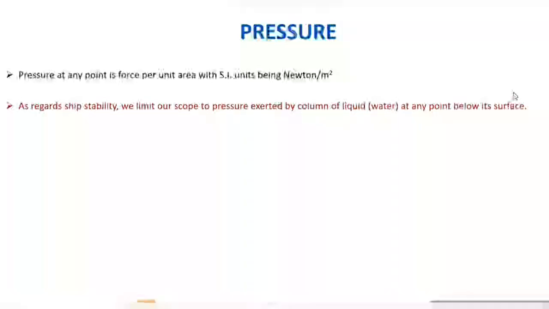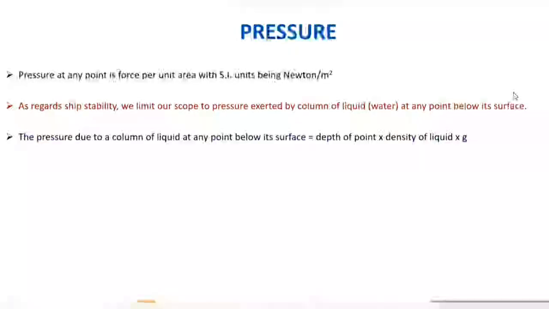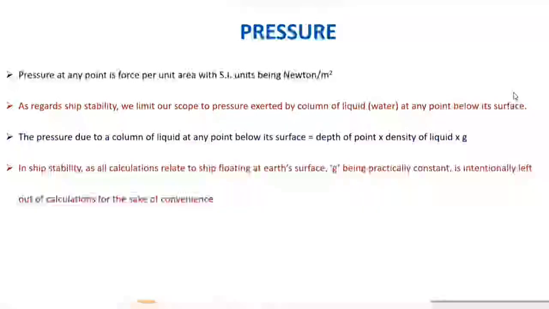As regards ship stability, we limit our scope to pressure exerted by a column of liquid at any point below its surface. The pressure due to a column of a liquid at any point below the surface should technically be equal to the depth of the point multiplied by density multiplied by acceleration due to gravity, H rho G. However, in ship stability, since my ship is always on the surface of the earth and G remains practically constant, only to keep our calculation simple, G has just been kept aside for the sake of convenience.